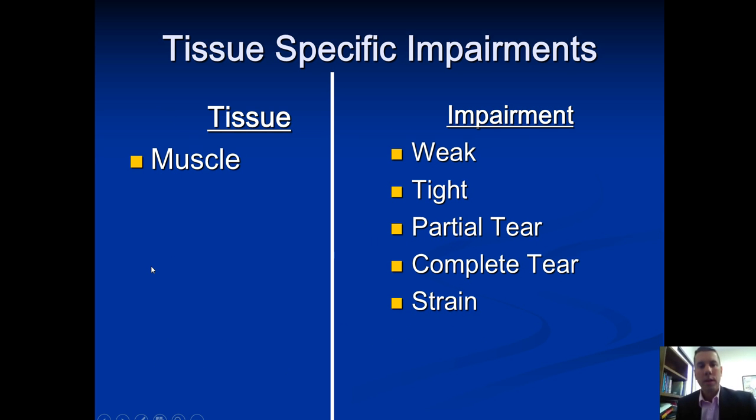Here's an example of how you can correlate the two. The tissue is the muscle. Now, for it to be tissue specific, you'd have to name the muscle. So you say biceps muscle.